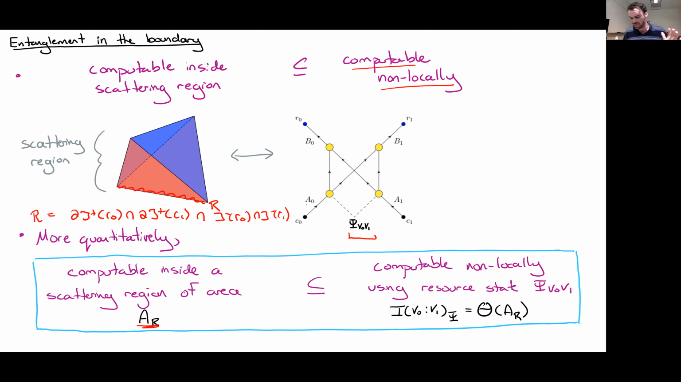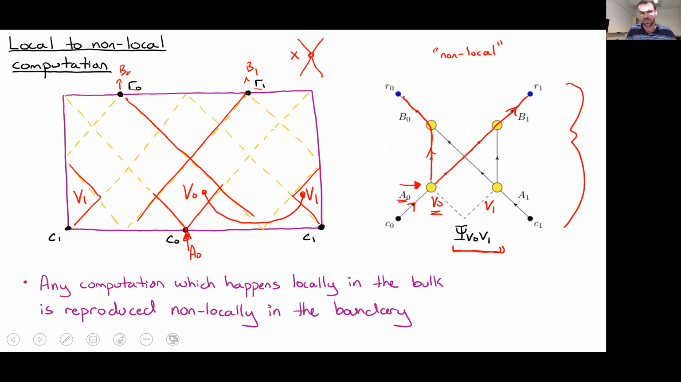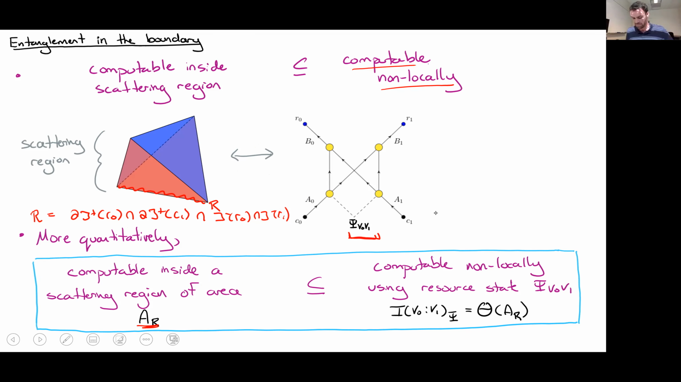So I was saying that the quantity in the bulk is this thing's area. The quantity in the boundary is the mutual information in this shared state. In the space-time picture, that's the mutual information between these two diamonds, V0 and V1. So the quantitative restatement is that whatever is computable inside some scattering region with some area A should be computable non-locally, using a resource state.